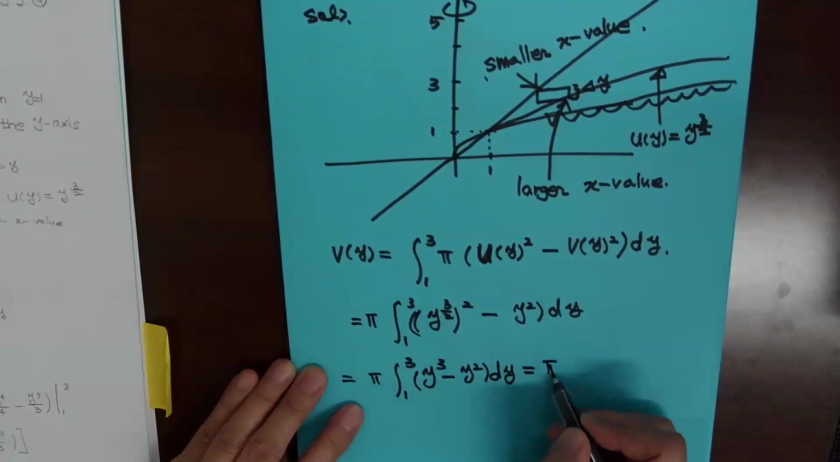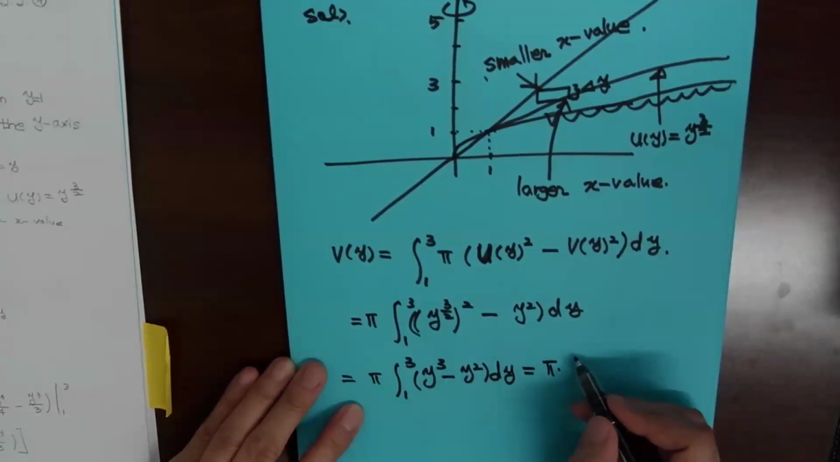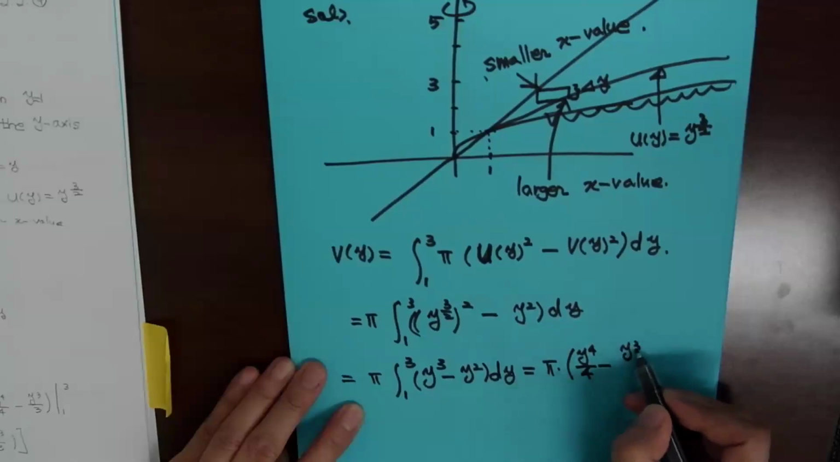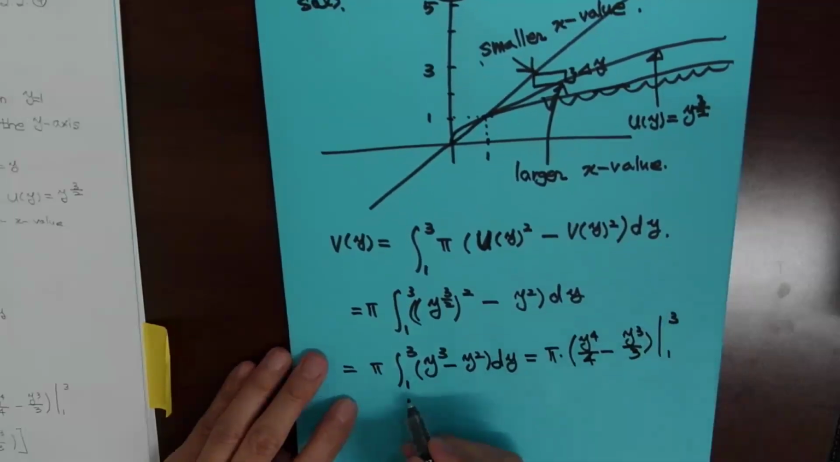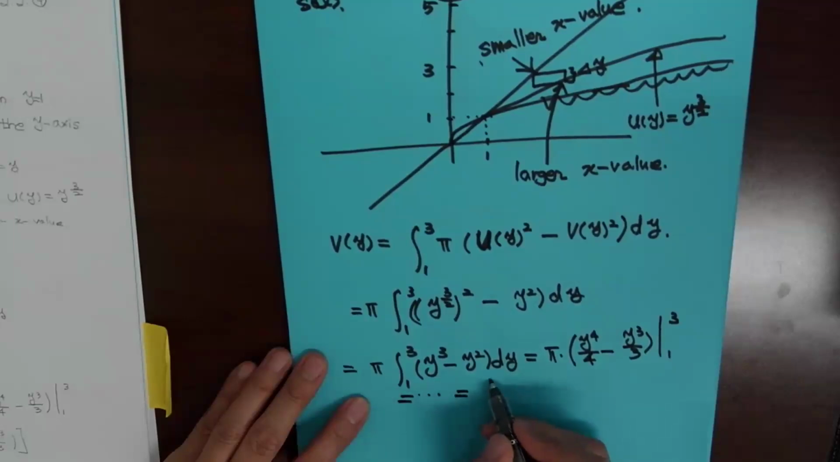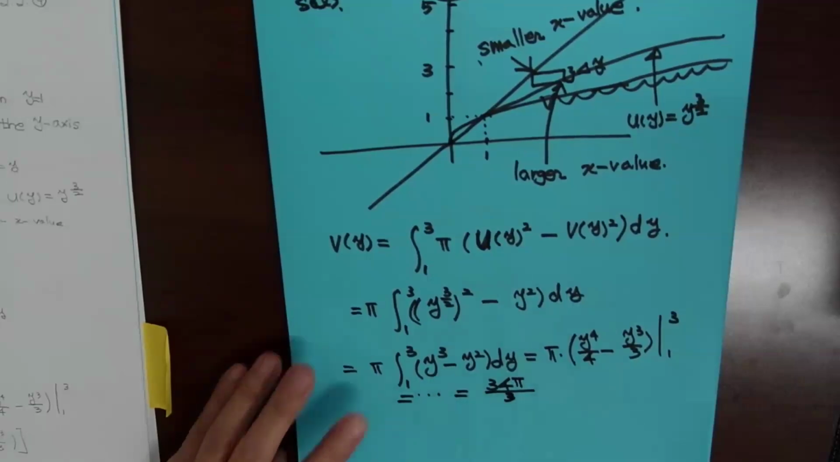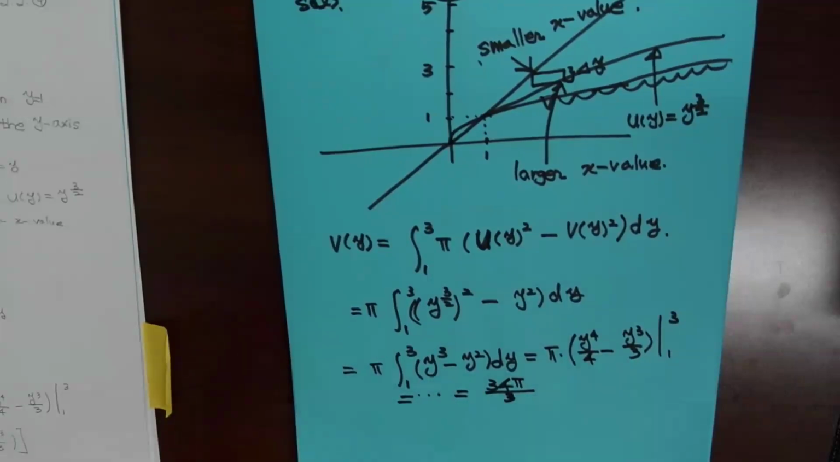So that is pi times, what is that? y to the fourth power over 4 minus y to the third over 3, from 1 to 3. So we keep on going like that, and then you have to get 34 pi over 3.